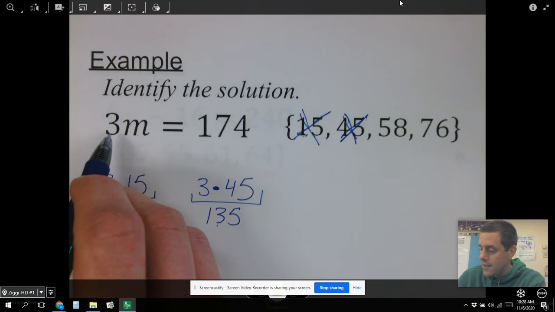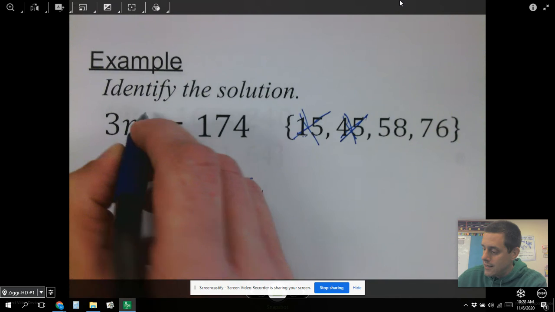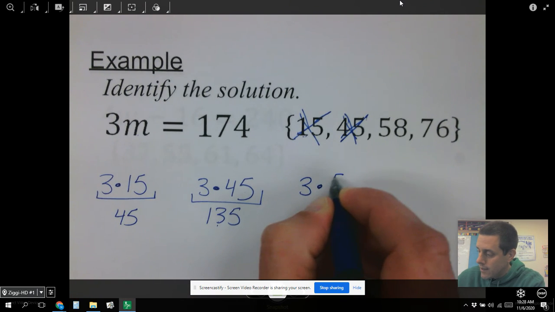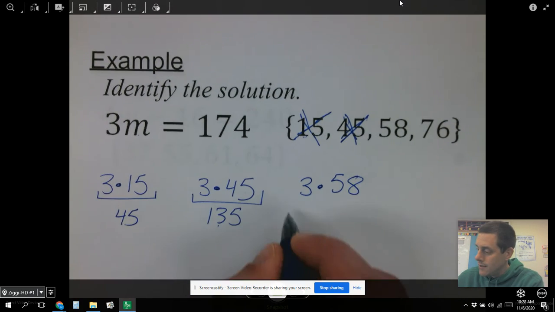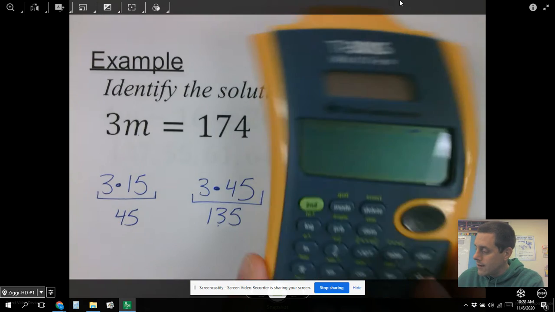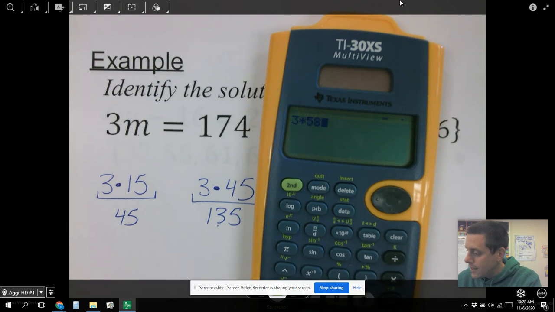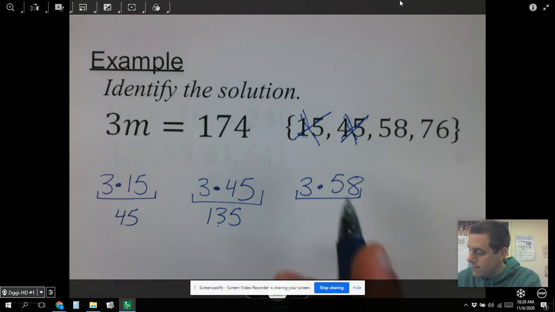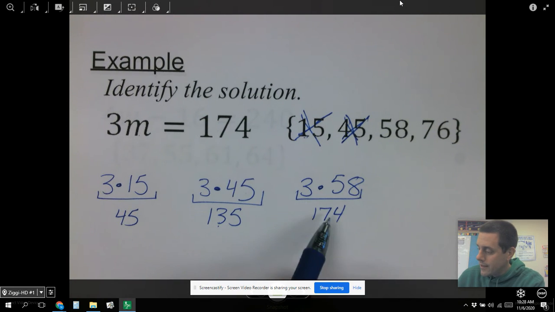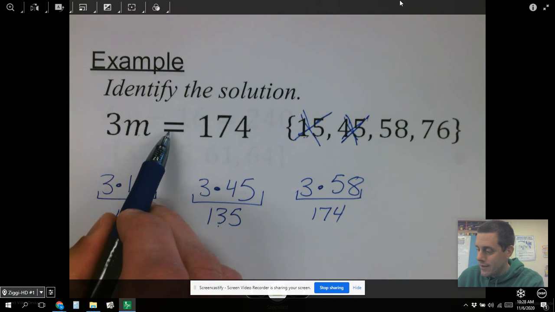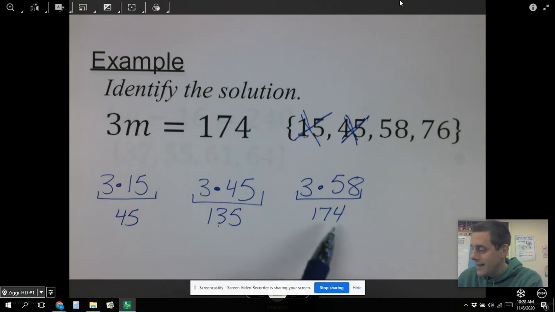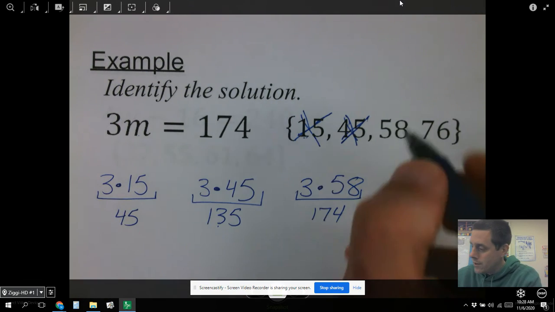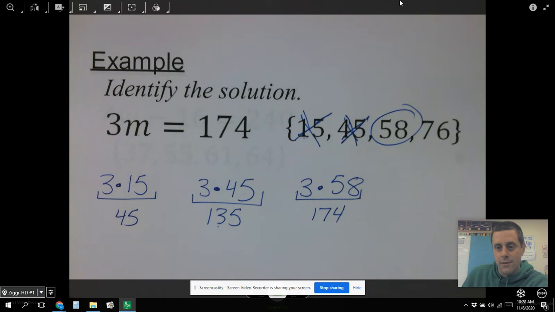Next, we're going to test 58. I'm going to plug the 58 into m. Instead of 3 times m, I'm working out 3 times 58. Go ahead, pull that calculator out again if you need to. 3 times 58 gives me 174. Now take a look. Is 174 equal to 174? Yes, both those values are the same, so my equation is now true when I used 58 as a solution.